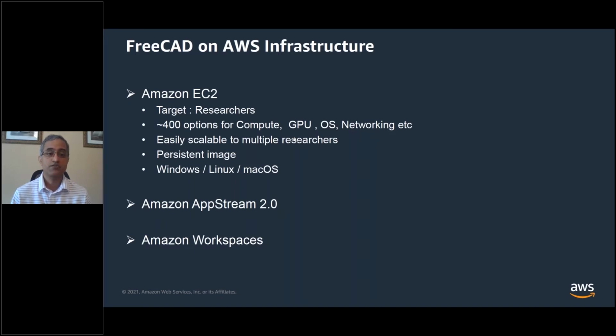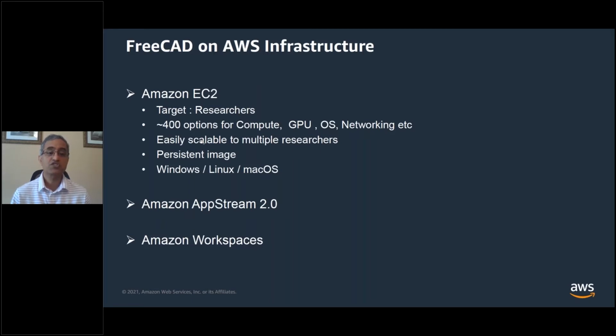We have the most powerful GPU instances for machine learning, training, and graphics workloads. We have a choice of Intel, AMD, and ARM-based processors. We support many flavors of Linux, Windows, and we are the only cloud provider that supports macOS. You can quickly launch an EC2 instance, start your workload, and once you're done, you can hibernate the state of the machine and resume where you left off the next time you log in.